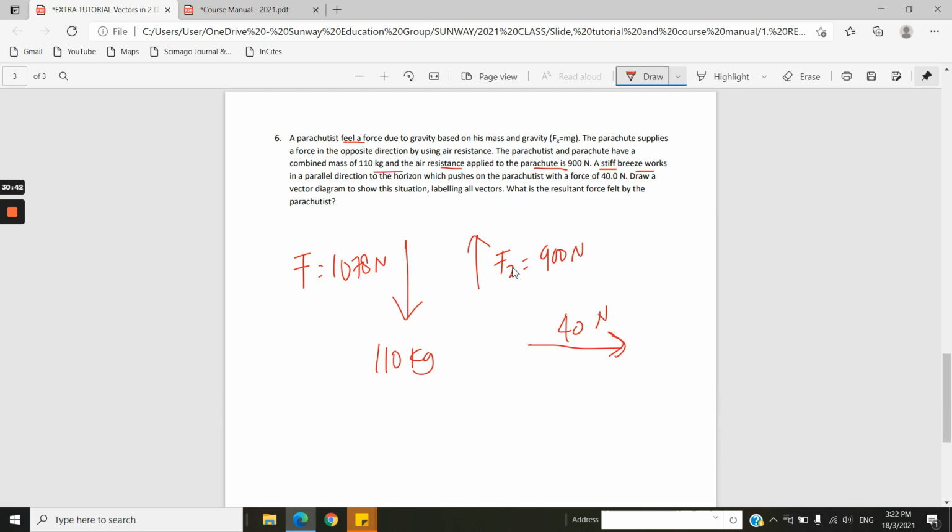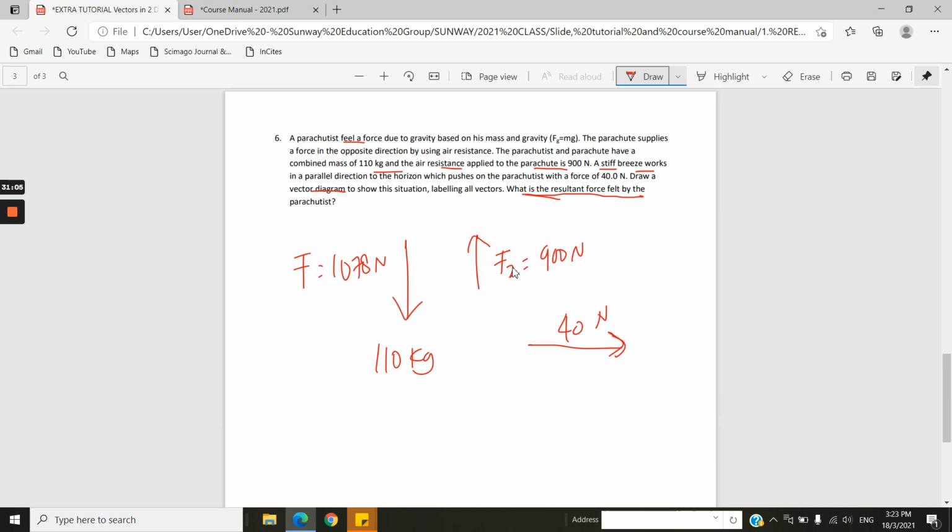the value of the vector to the right is positive, so it's easier for you to do the calculation. Okay, by the way, it's the same thing. If you want to make it push to the left, you will get the same value of resultant also. Okay, so they ask you what is the resultant force felt by the parachutist. So you have three forces, right? Then they ask you to draw the diagram.